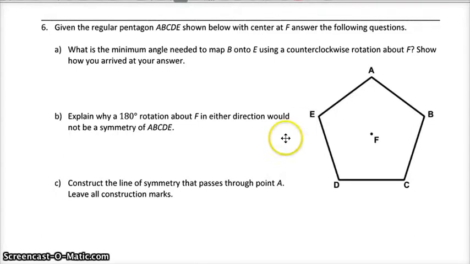180 degrees would not be a rotation about F that would land and make symmetry. It wouldn't land or coincide on each other because 180 is just not a multiple of 72. So in this case, it does not work. Now the purpose of this video is to kind of go through constructions.